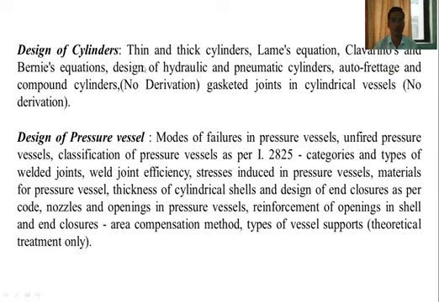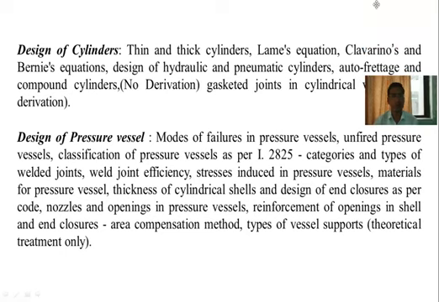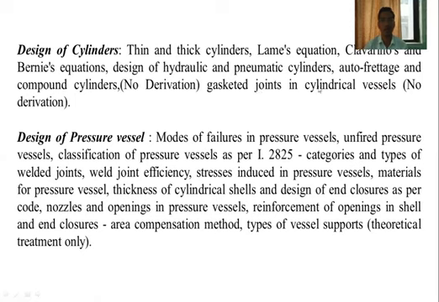In the design of cylinder, we have two types of cylinder, that is thin cylinder and thick cylinder. That is nothing but the inner diameter to thickness ratio. Based on that, we classify the cylinders as thick cylinder and thin cylinder. Then Lame's equation, Clavarino's equation, Birnie's equation. Then design of hydraulic and pneumatic cylinder. Then concept of autofrettage, compound cylinders. Then gaskets, joints in cylindrical vessels, etc. So these types of topics we are going to cover in design of cylinder.